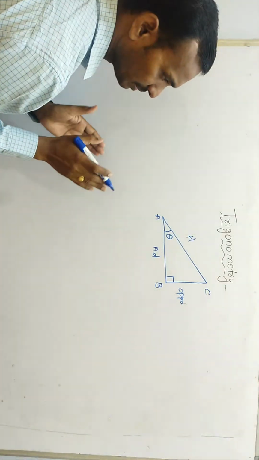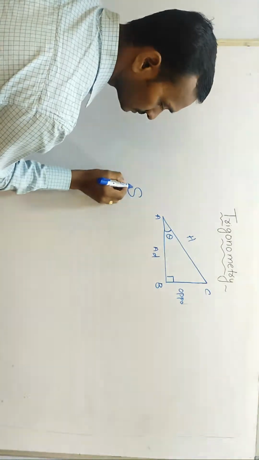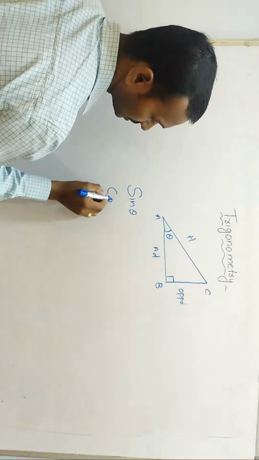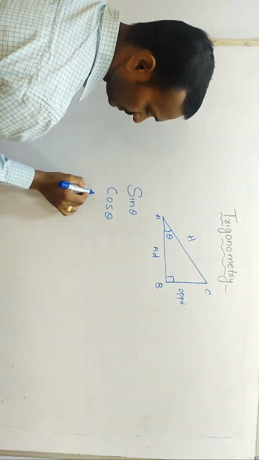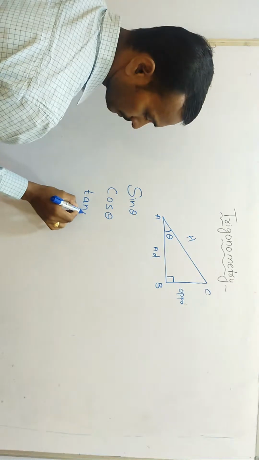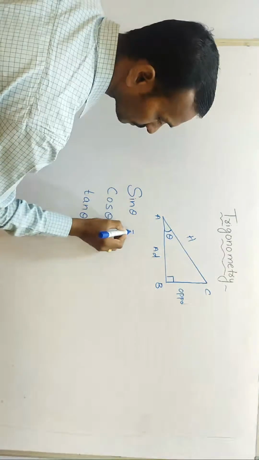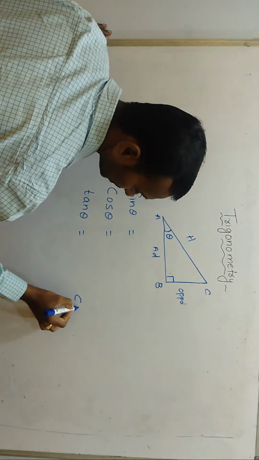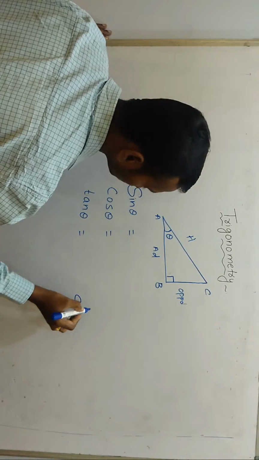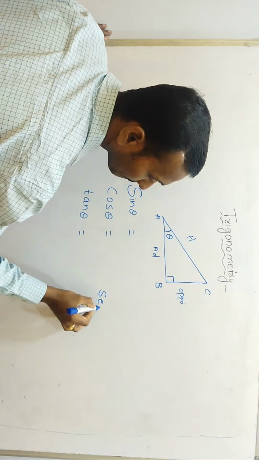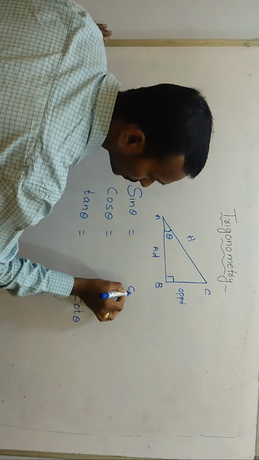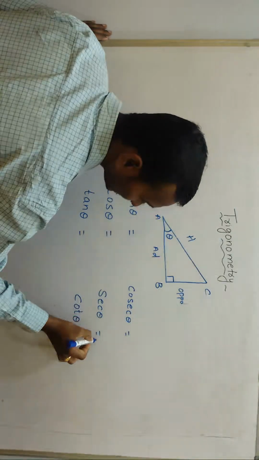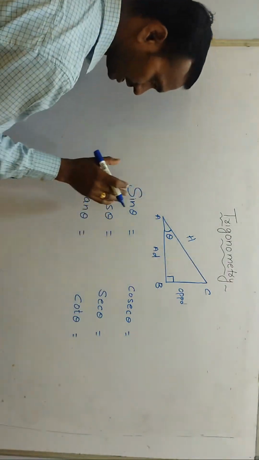The 6 trigonometric ratios are sin theta, cos theta, tan theta, next is cot theta, sec theta, and cosec theta. So these are the 6 trigonometric ratios.